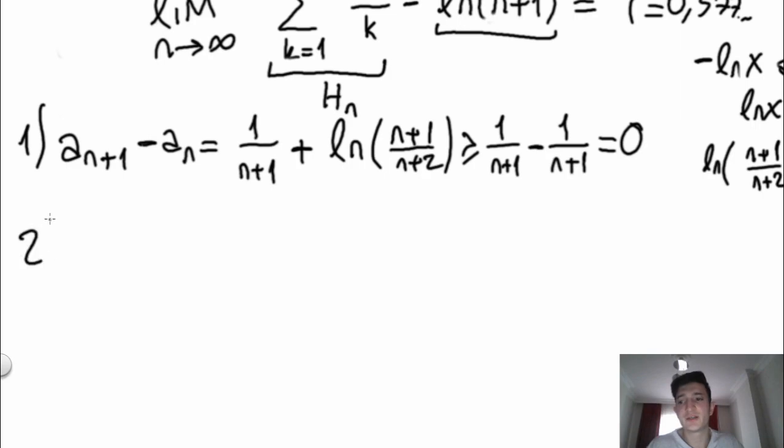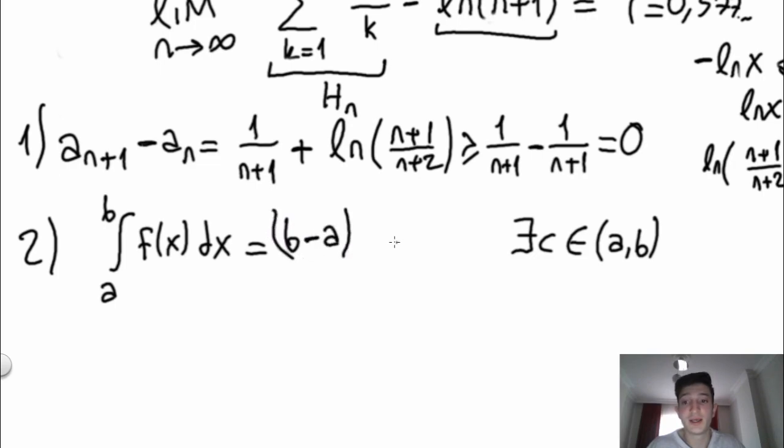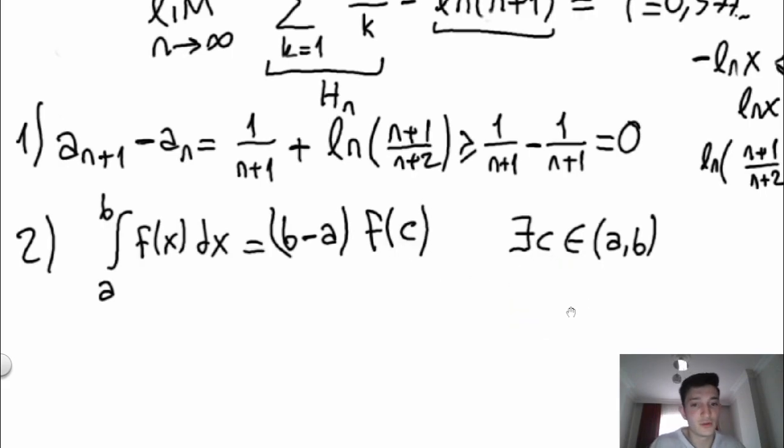And the second fact, we are going to use a theorem that I also used before. It's the mean value theorem for integrals. So this basically says that for the integral from a to b of, let's say, a function f(x) dx, there exists a c on the interval of a and b, such that this integral is equal to b minus a times f(c). So there exists a perfect c value in the middle.